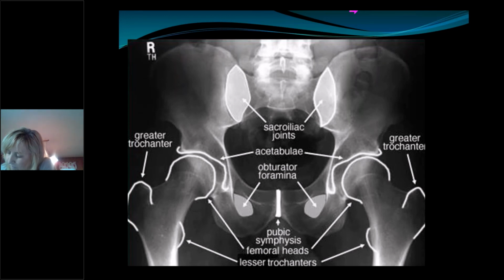So when we look at the diagrammed out view, we see the SI joints, we can see the acetabular femoral components, and then you've got the greater and lesser symphysis pubis, and usually when these guys break, these pubic rami, they usually break in two places.